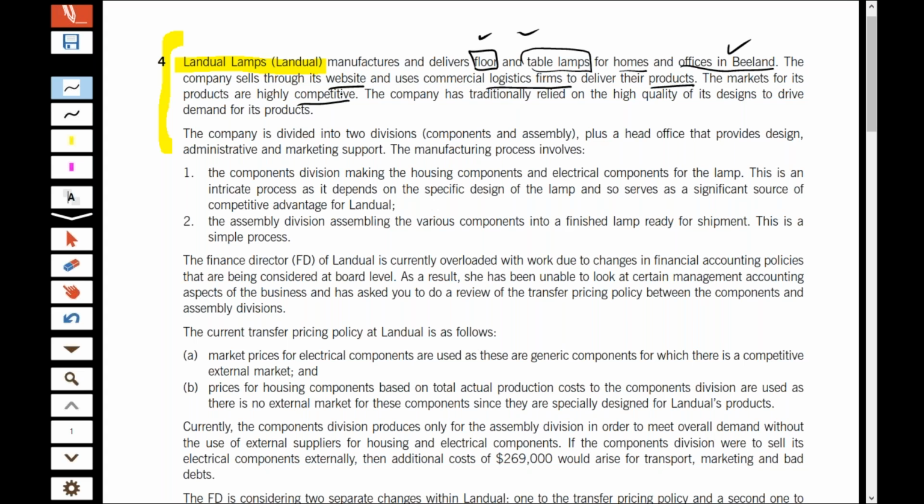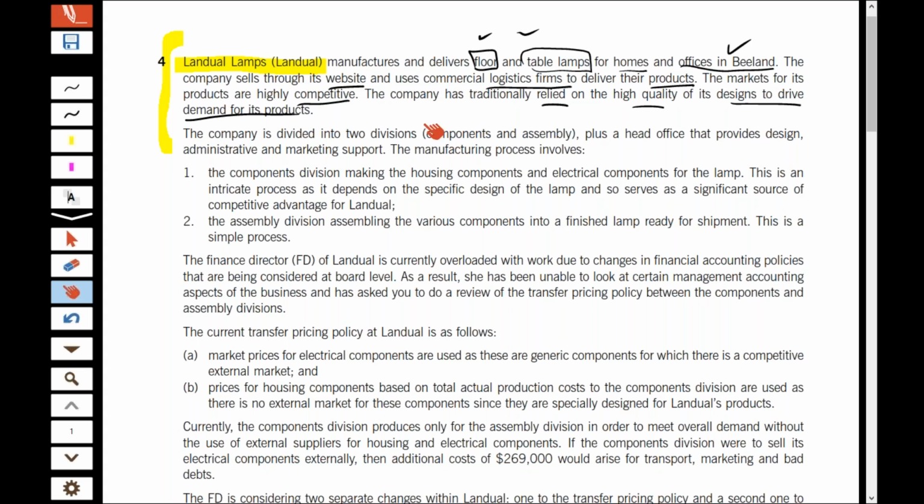The company has traditionally relied on the high quality of its designs to drive demand for its products. So what you are being told about Landwell Lamps is that it is one of those companies which has been manufacturing and delivering table and floor lamps for homes and offices in VLAN, and so on.